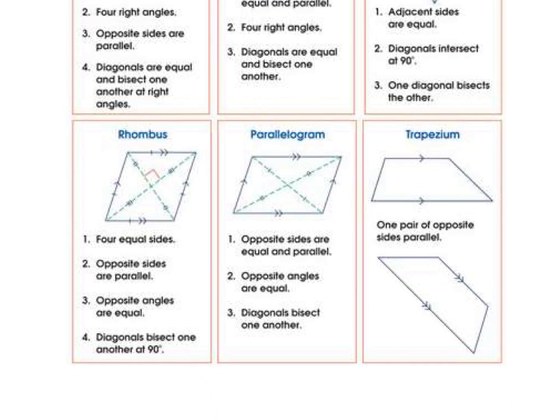The rhombus has four equal sides. The opposite sides are parallel. Opposite angles are equal. And the diagonals bisect, and they bisect at 90 degrees. Parallelogram, the opposite sides are parallel. The opposite angles are equal. And the diagonals bisect each other but not at 90 degrees.